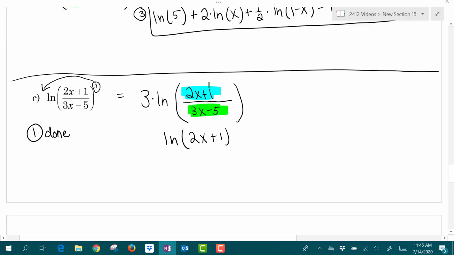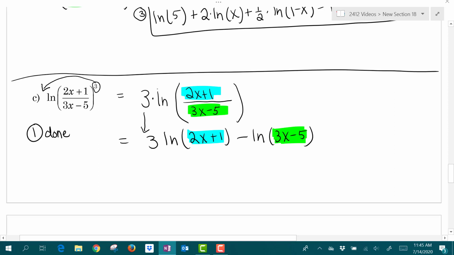Anything multiplied together at the bottom is going to go into a negative log. Alright, so we've expanded that as much as possible. Now the question is, what happens with that 3? Does it just sit in front of the first log? Well, no, it was 3 times all of that, so we want to be careful.